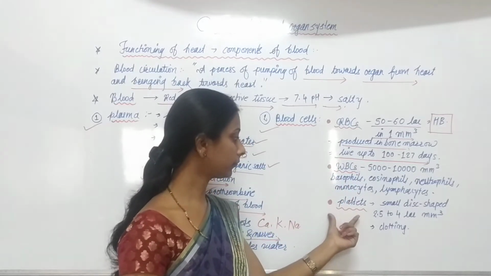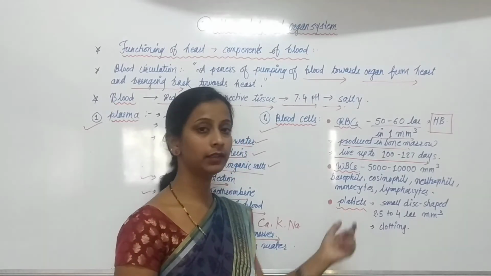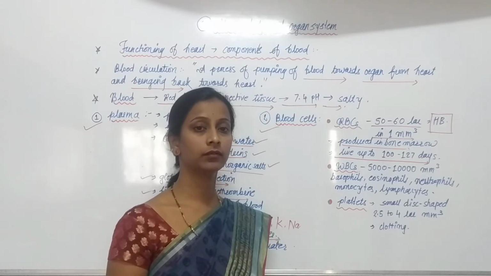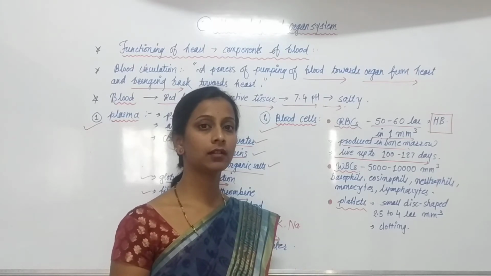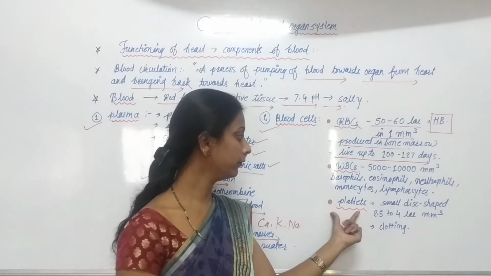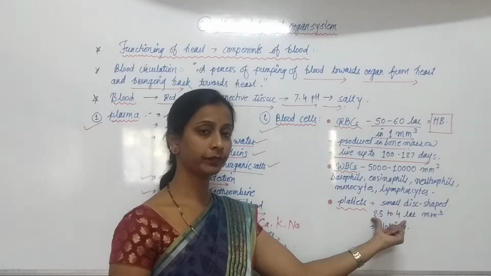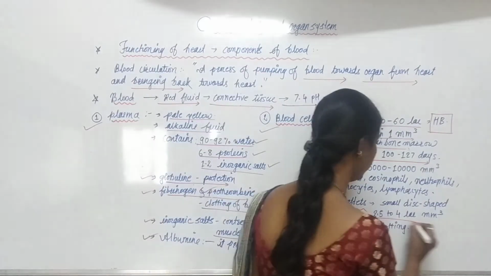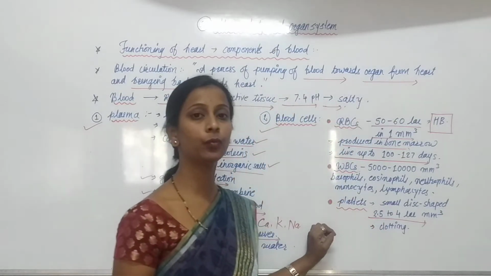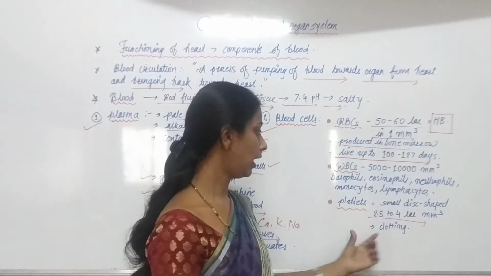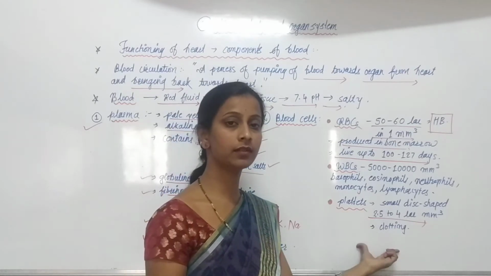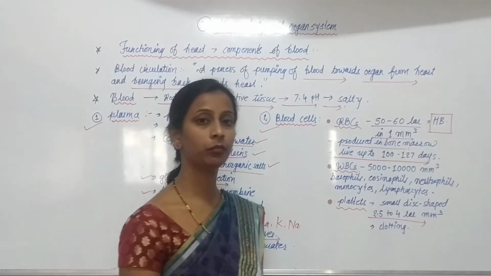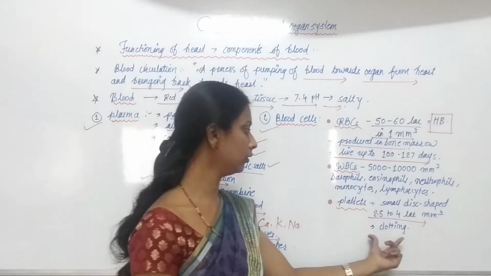Then next to that, platelets. Platelets are very small disc-like structures present in human blood, and the number of platelets is 2.5 to 4 lakhs per cubic millimeter of blood. And these platelets take part in the clotting of blood, or the blood clotting process. So these are also important.